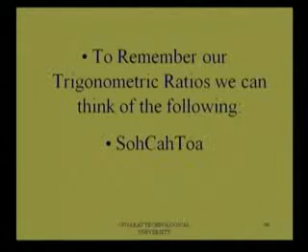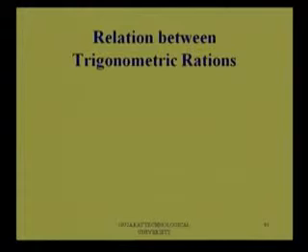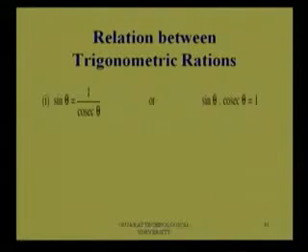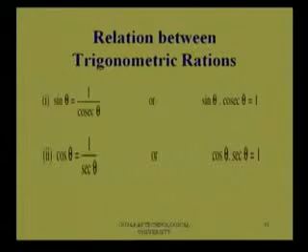To remember our trigonometric ratios, we can think of the following. So SOH: sine means opposite by hypotenuse. CAH means cos theta equals adjacent side by hypotenuse. And cot theta is cos theta by sin theta.